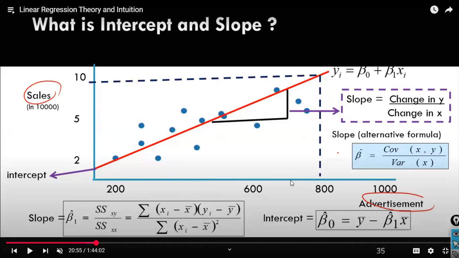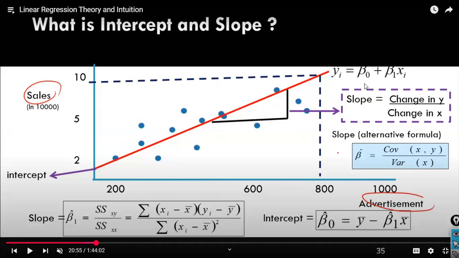When you draw a line here, what is the intercept? What is the slope? This is the equation I told you. Beta naught is your intercept. Beta 1 is your slope. And what is the intercept? The point where the line touches the y-axis is called your intercept.